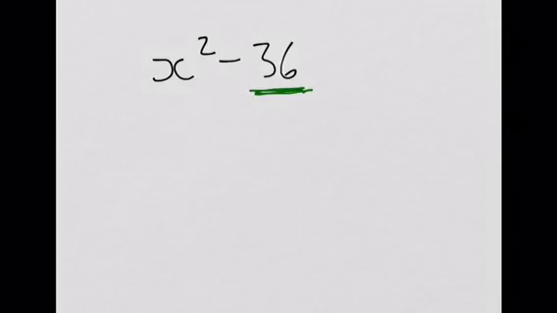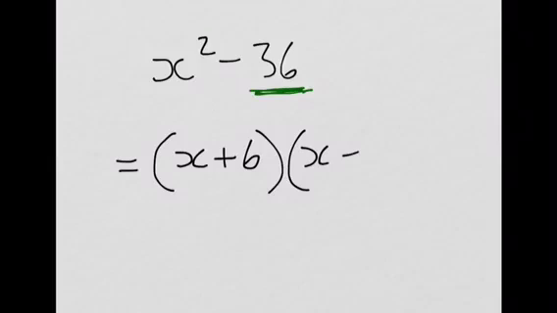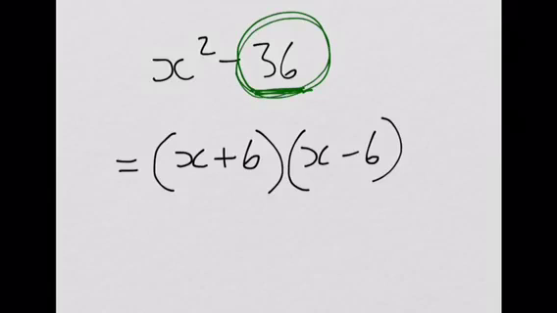So what's the square root of 36? Well, it's 6. So that's going to mean we have x plus 6 and x minus 6. And you can multiply that out to check that it works. But always, when you only have two terms, the x squared term and the constant, look out for a square here, because the difference of two squares pops up all the time.